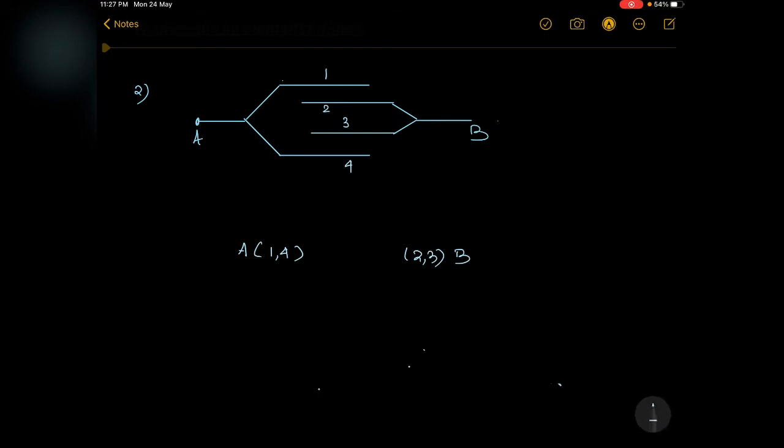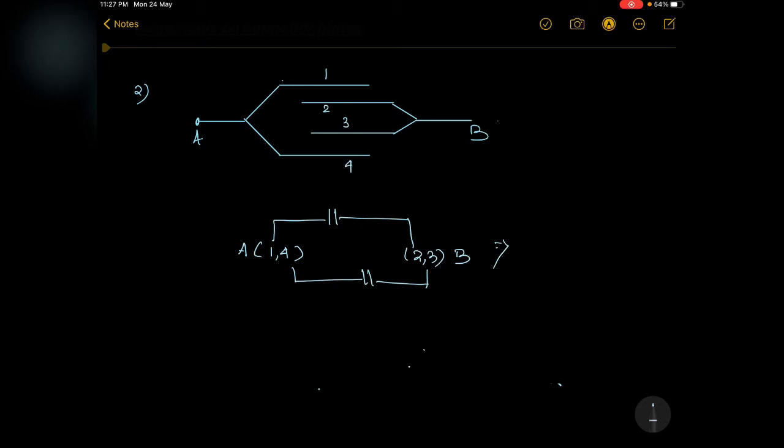So let us draw. There is a connection between 1 and 2. 1 and 2 will make a capacitor. Now, 2 and 3 are at the same point. There is no gap, no distance between 2 and 3. They are connected to the same point. So there will be no capacitor between 2 and 3. Next, 3 and 4. There will be one capacitor between 3 and 4.